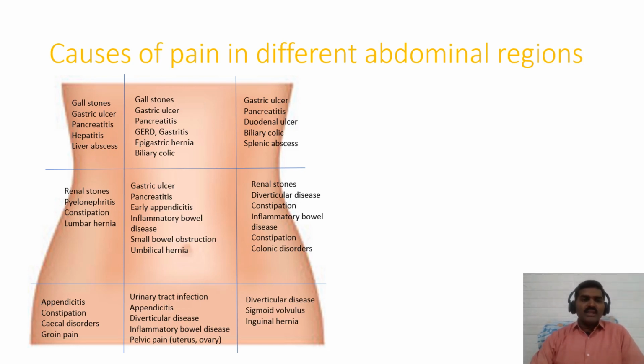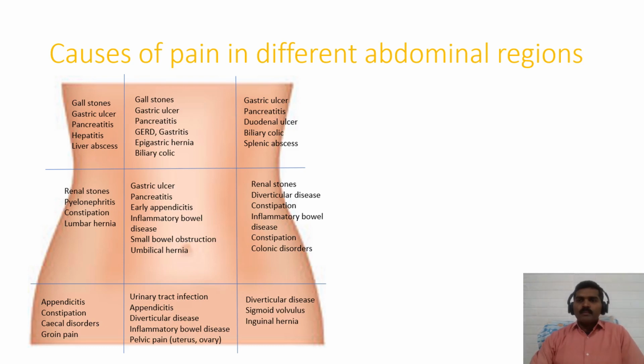The pelvic region or the hypogastric region: urinary tract infections, appendicitis, diverticular disease, inflammatory bowel disease, and pelvic pain arising from the uterus or the ovary. Mainly, you need to look for ovarian torsion. Diverticular disease, sigmoid volvulus, and inguinal hernia are the common causes in the left iliac region.